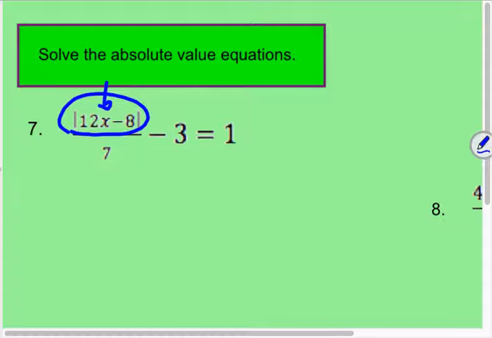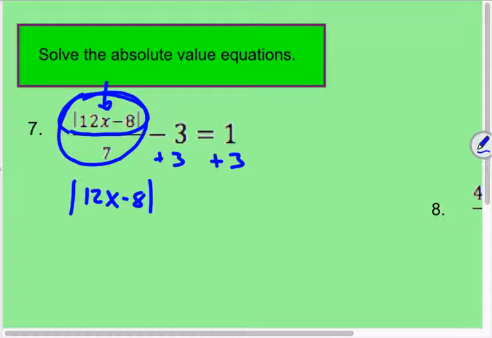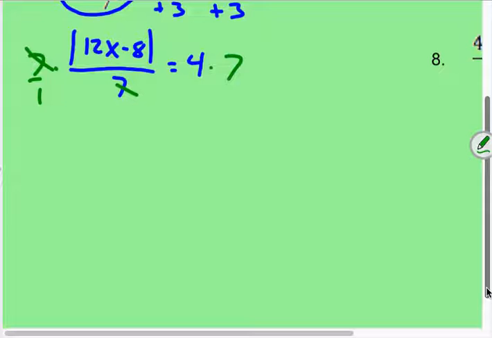Now, you might think you'd multiply by both 7s right away, but this fraction is one great big fraction. So I'm going to add 3 to both sides first. Absolute value of 12x minus 8 all over 7 equals 4. Now, I would definitely multiply both sides by 7 over 1. These will cancel out. Here we just have 7. So it's the absolute value of 12x minus 8 equals 28. It's equal to a positive 28.